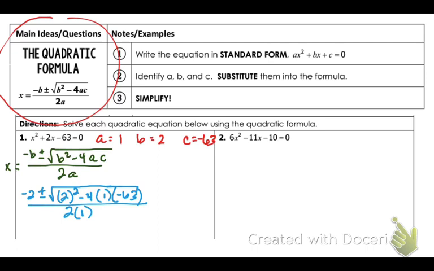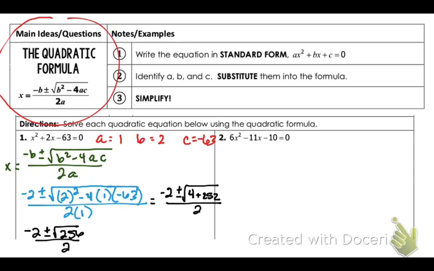So this is going to give me negative 2 plus or minus the square root of 4, since 2 squared is 4. Minus, you're going to do 4 times 1, or think about it as negative 4 because there's a negative here. So I'm going to do on my calculator negative 4 times 1 times negative 63. That's going to give me a positive 252, all over 2. Now I'm going to do 252 plus 4. That's 256.